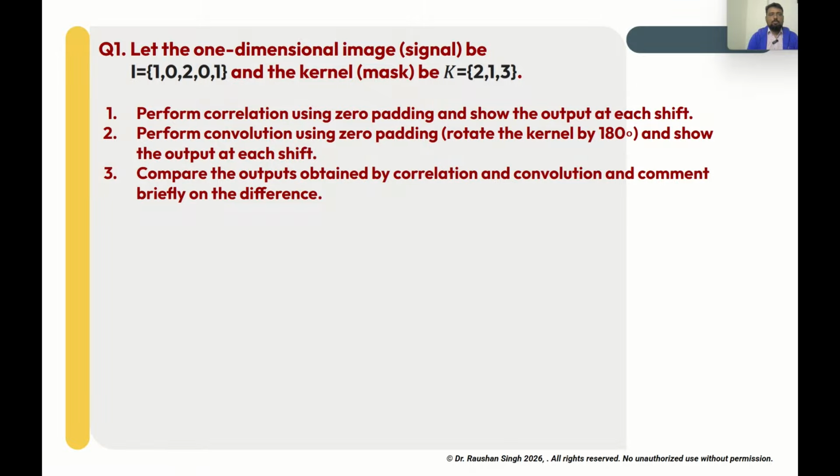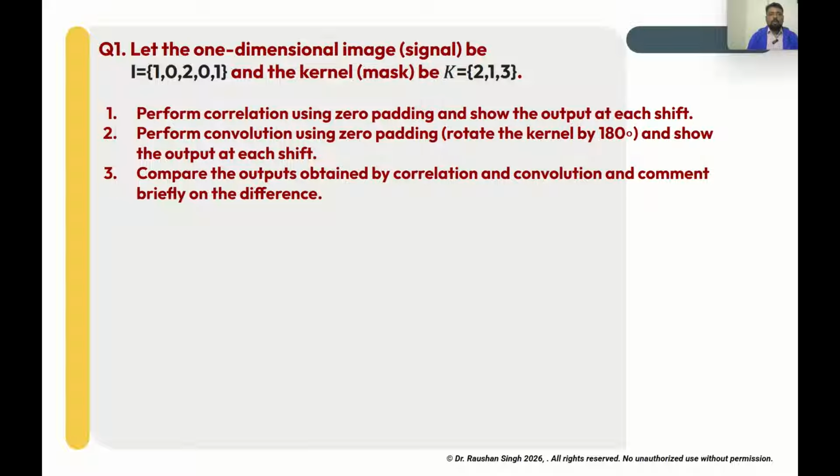For example, we have a question; don't consider the question as very tough. I is the image and K is the kernel. Just understand two things we have. One is your image, and the image is one dimensional. One dimensional images are in a single line, two dimensional images are like your picture, and three dimensional you already know. Since we have only rows here, that is a one dimensional image. So the image is 1 0 2 0 1 and the kernel is 2 1 3.